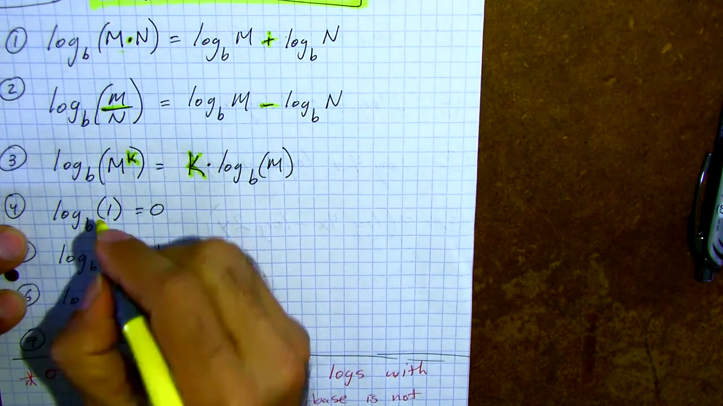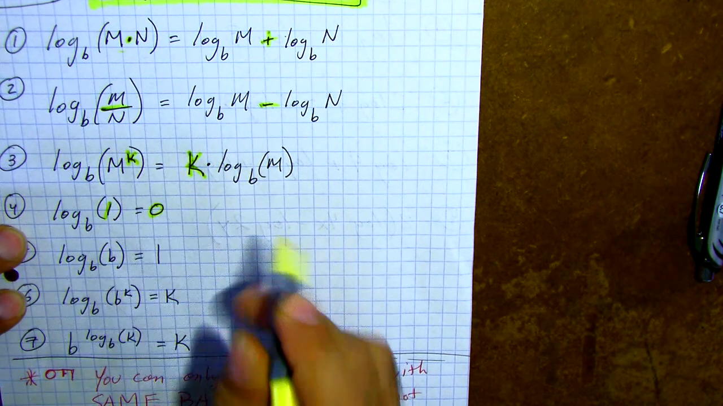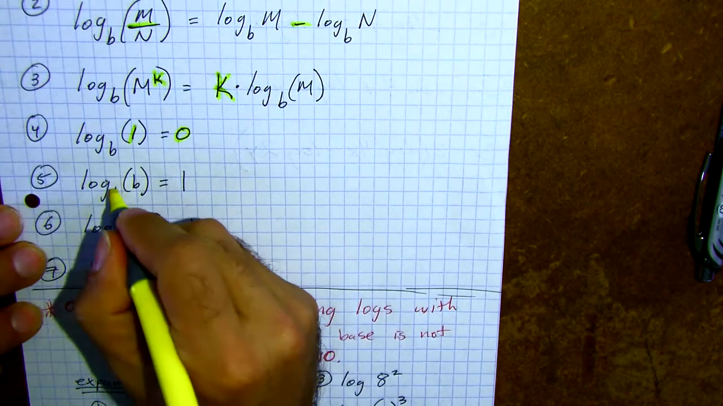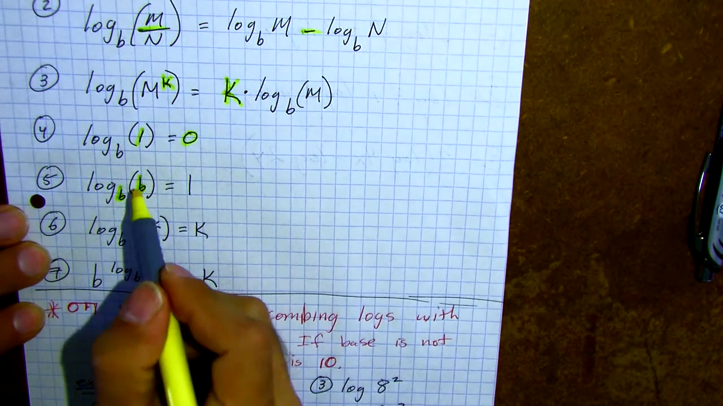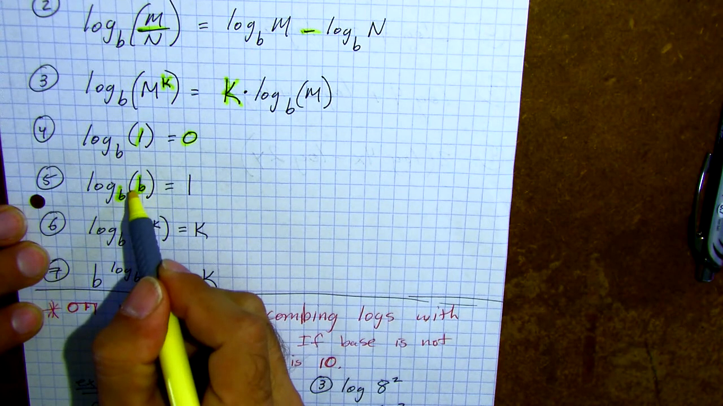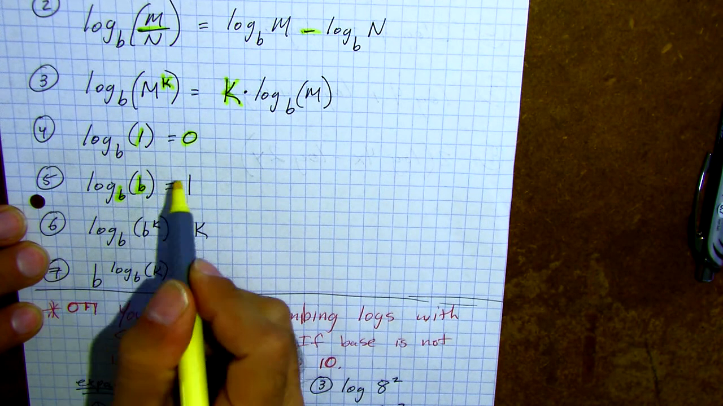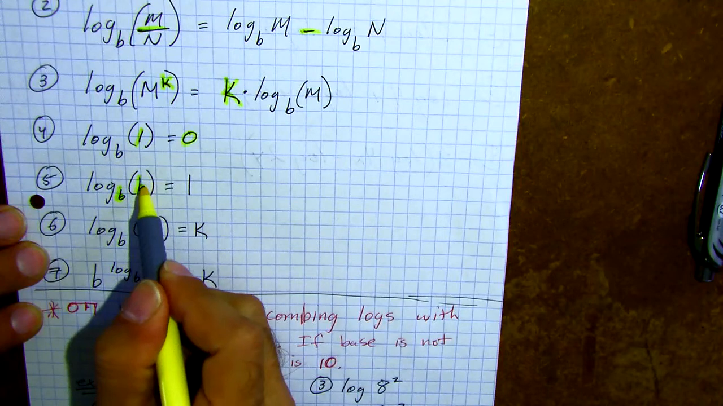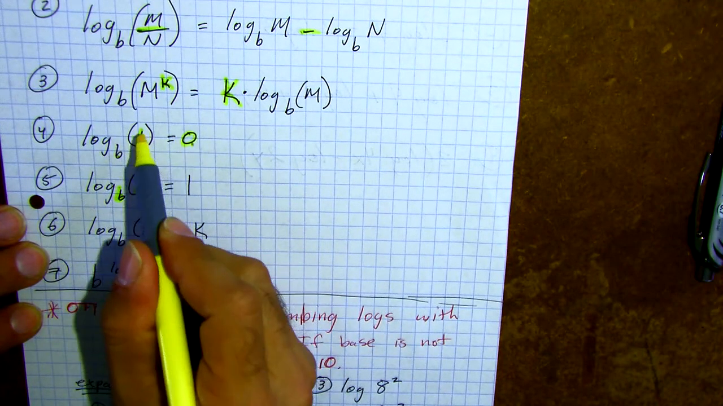We got this weird situation where it's log of 1, and that gives us 0. Log of b, the reason this ends up being 1 is because it is a b and another b right next to each other. So what this is saying is that b raised to the first power is b, and b raised to the 0 power is 1.